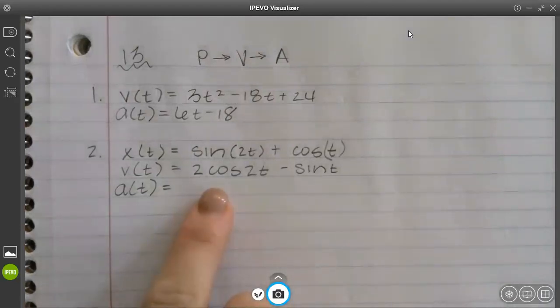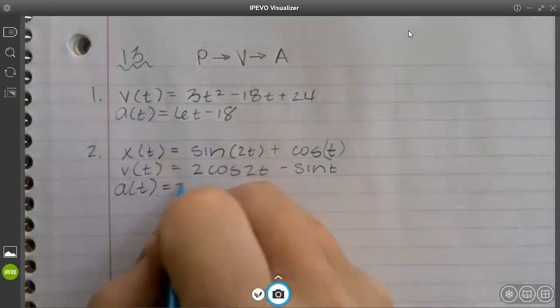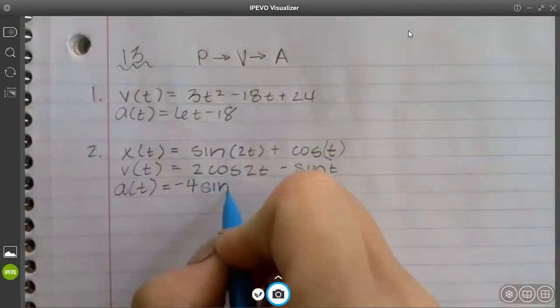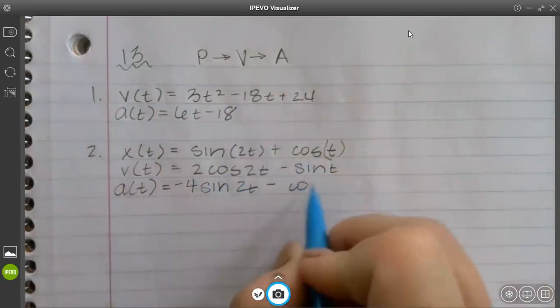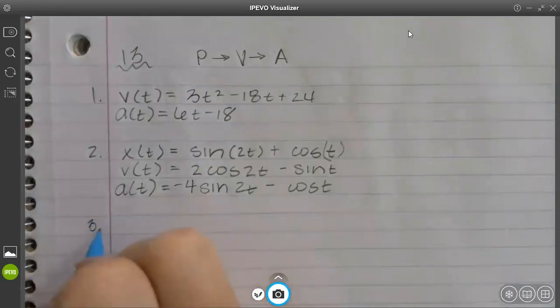What's your derivative here? How'd you get 4? Yep. So we have the 2 here times 2 is going to be 4. It's a negative cosine. I'm sorry, a negative sine. So negative 4 sine 2t. And then minus cosine 2.